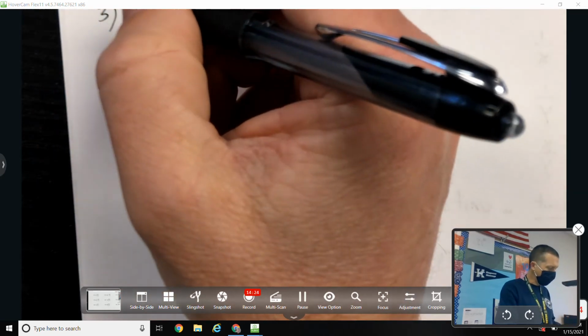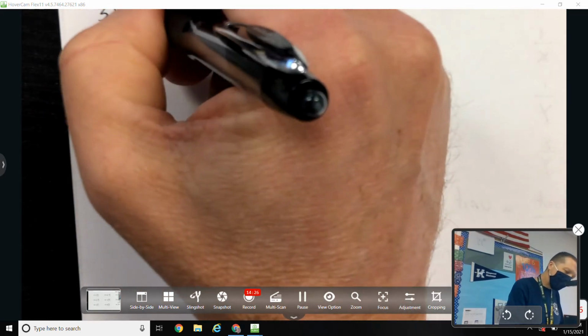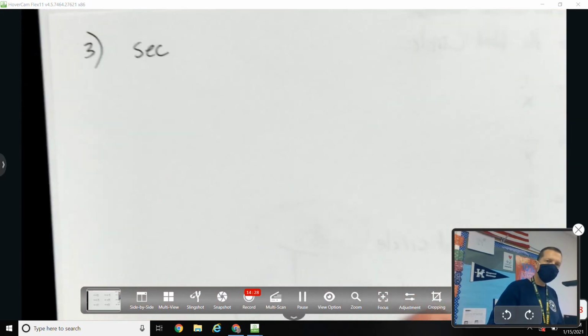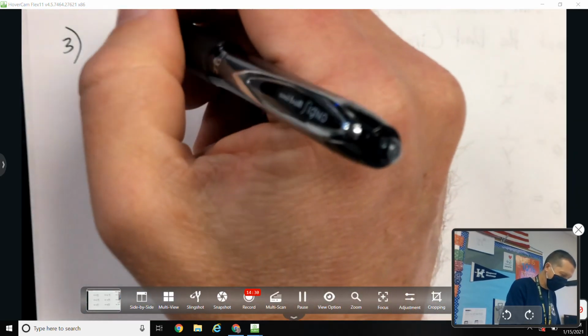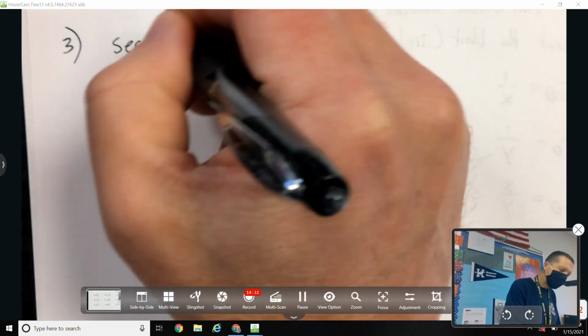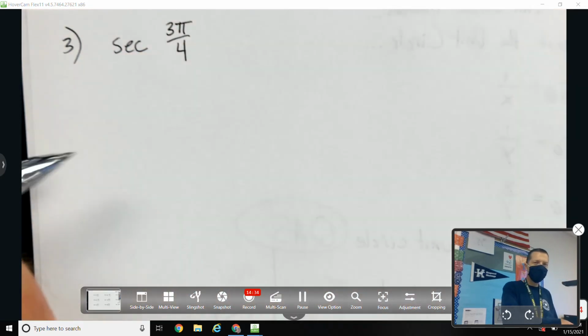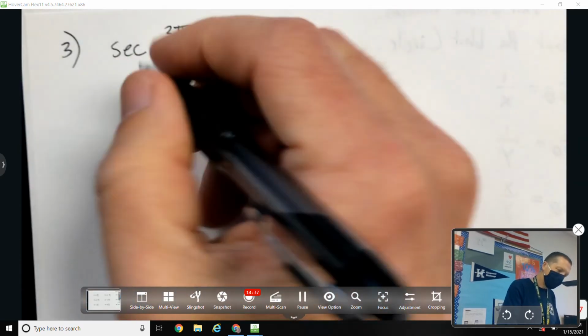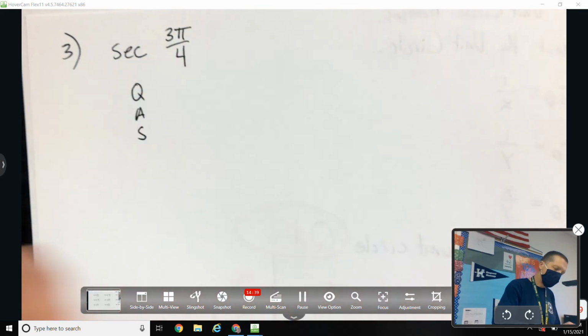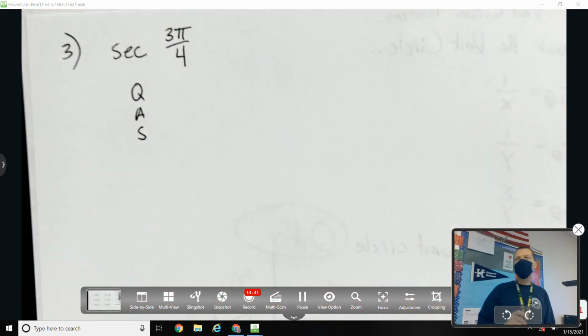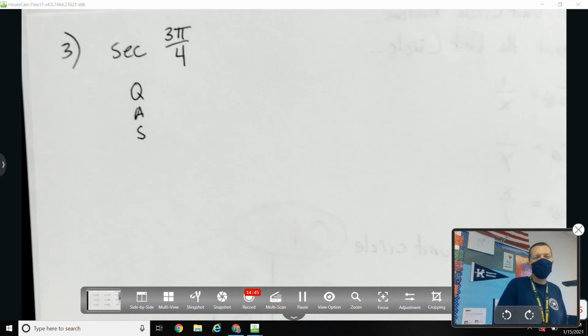Let's do 2 more. Secant. Groans already. Secant of 3 pi over 4. Once you get the hang of this, you're not going to write QAS on every problem. Unless, maybe you will, but you don't have to.